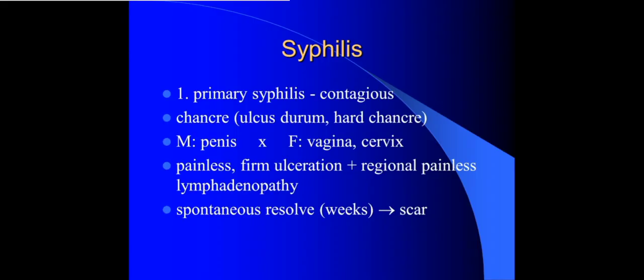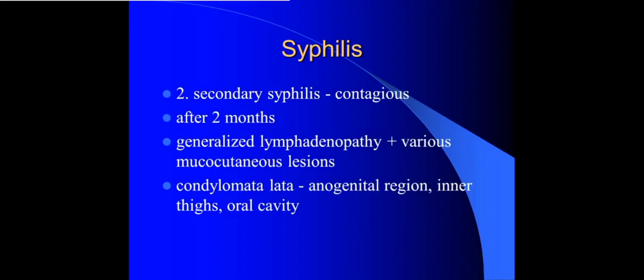Clear? Secondary syphilis is contagious after 2 months, generally lymphadenopathy plus various mucocutaneous lesions. Condylomata lata, anogenital regions, inner thigh, oral cavity. It is present at an anogenital region, inner thigh or oral cavities.